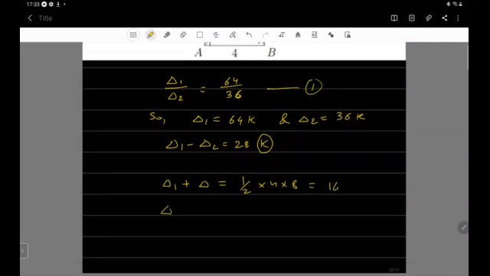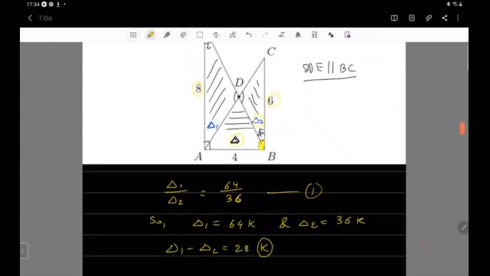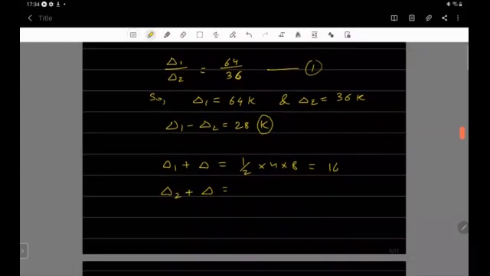Similarly, if I ask you what is the sum of the areas, delta 2 and delta, if you add these two areas, you're going to get the whole area of triangle ABC. ABC is a right angle triangle. Obviously, once again, the area of this triangle is going to be half base into height. So 1 by 2 into 4 into 6, and this is going to be 12.